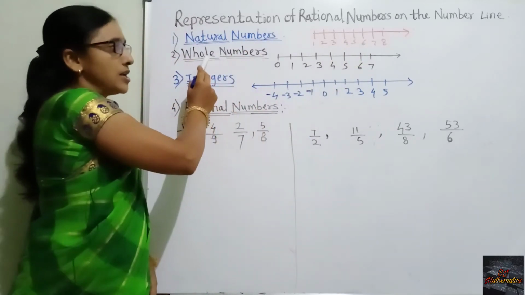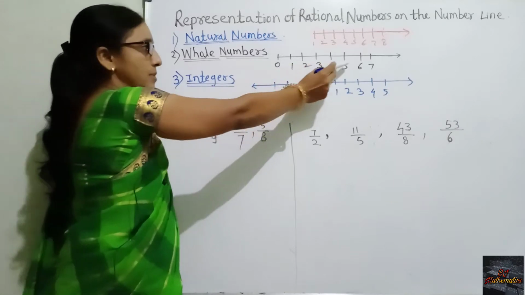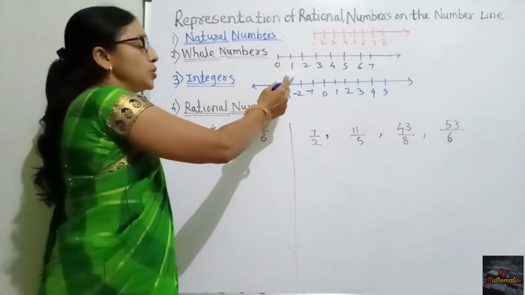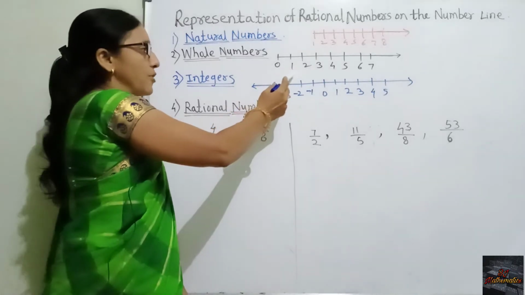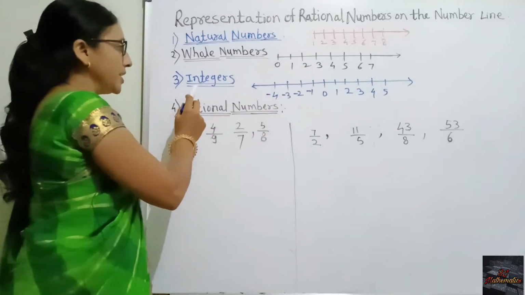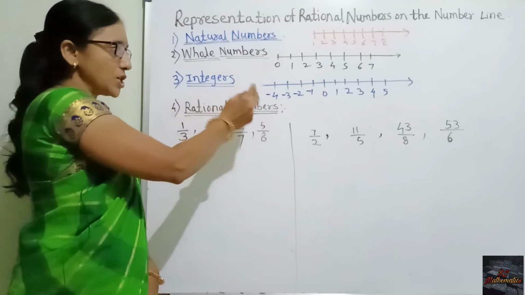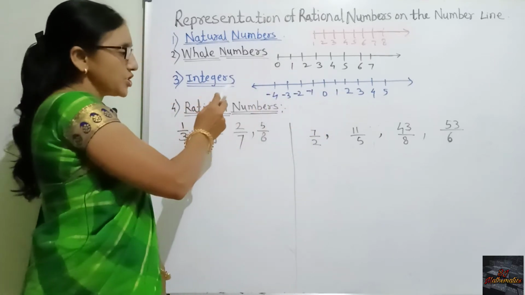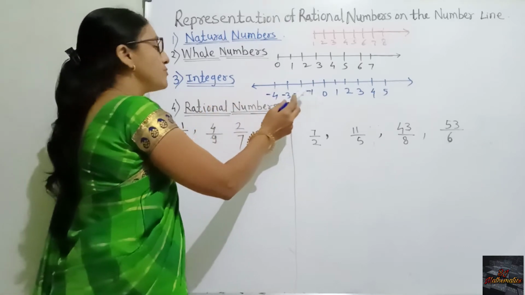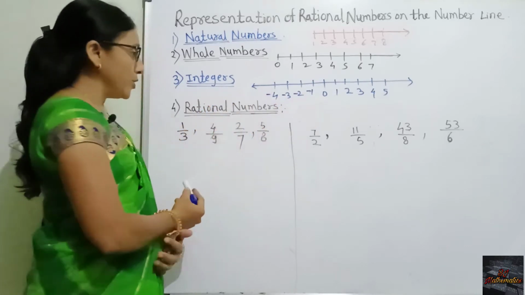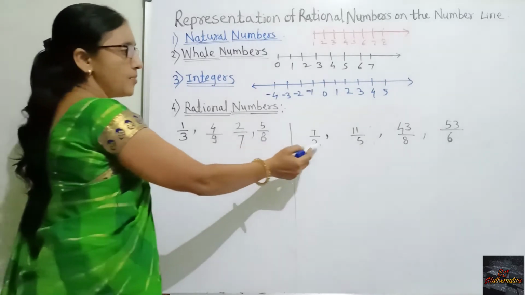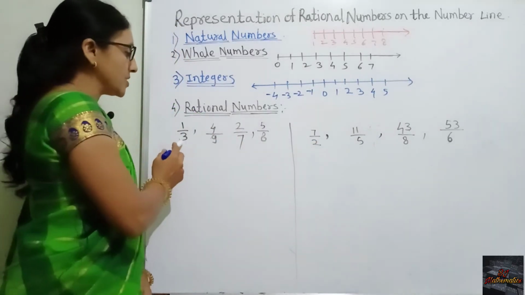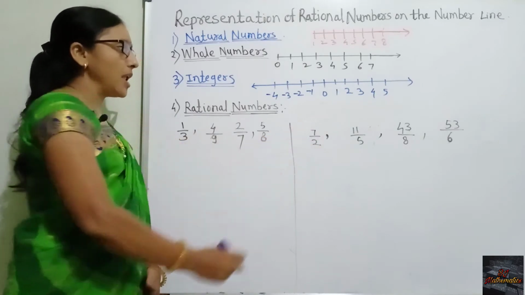Whole numbers are represented as shown on this number line. The line extends indefinitely to the right side only but from 0. Integers are represented as shown on this number line. The line extends on both sides of 0. But how would you represent these numbers on the number line? Let us learn how to represent these numbers on the number line.